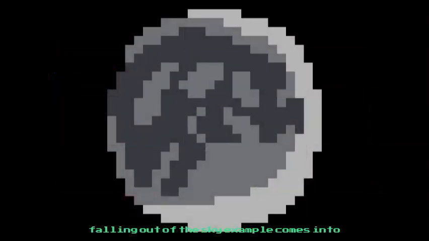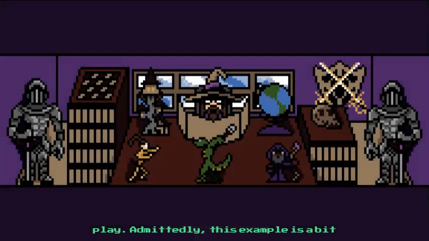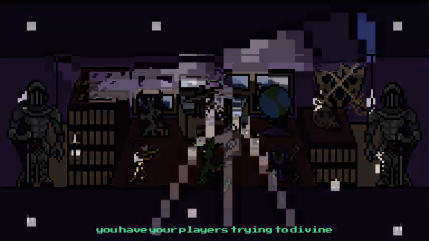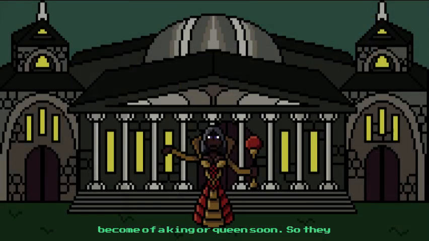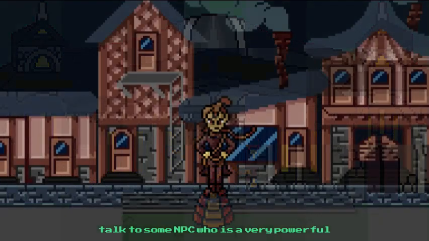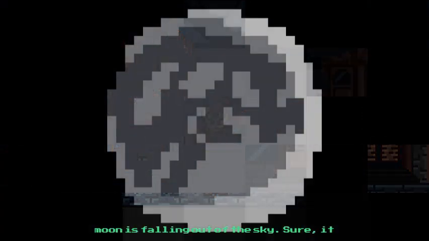This is where the moon falling out of the sky example comes into play. Admittedly, this example is a bit of a caricature, but hopefully I'll make the point clear in a second. Let's say you have your players trying to divine something from the sky for whatever reason. Maybe they need to see what will become of a king or queen soon, so they talk to some NPC who's a very powerful diviner, and the diviner says that the moon is falling out of the sky.